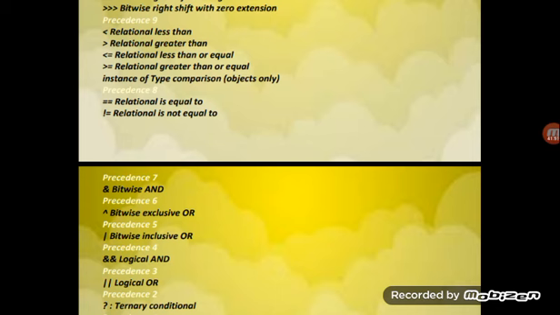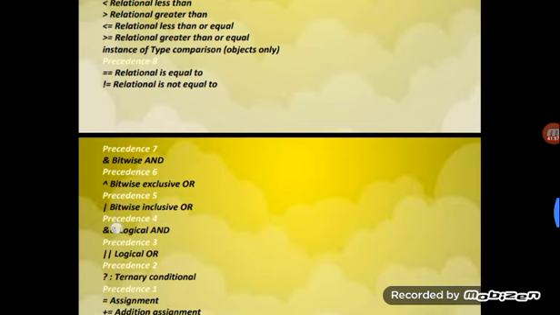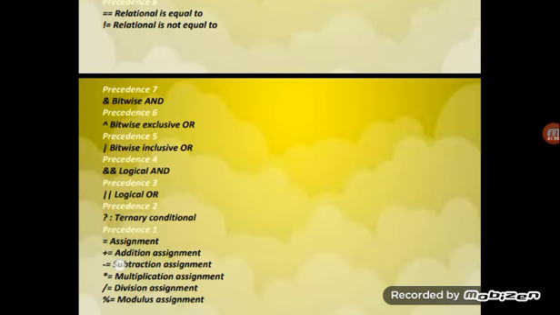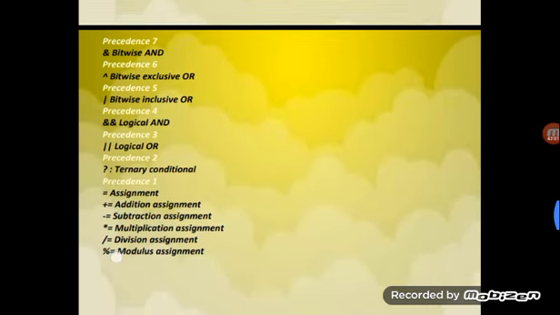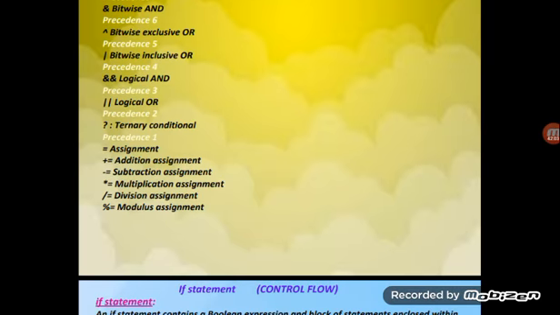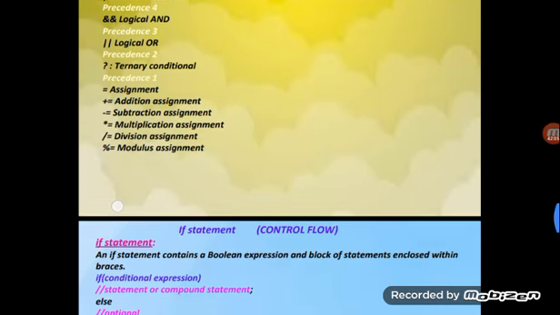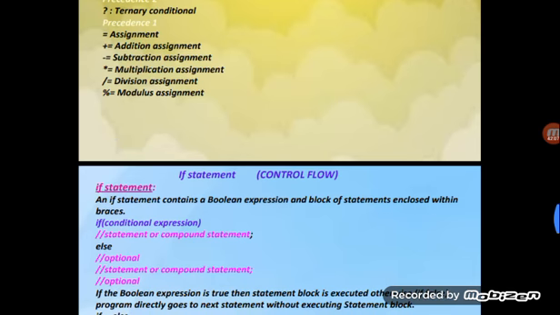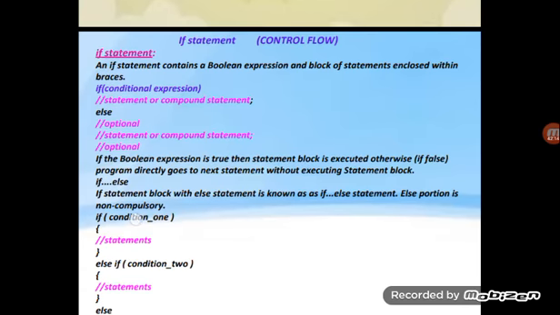There are relational operators: less than, greater than, less than or equal to, greater than or equal to, and instanceof type comparison. Like that, equal, not equal, bitwise and, bitwise exclusive or, bitwise inclusive or, logical and, logical or, and the ternary conditional. Then the assignment operators, which we have already seen: equal, plus equal, minus equal, modulus, multiplication, like that.